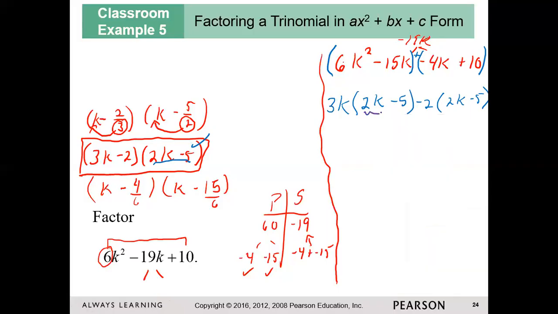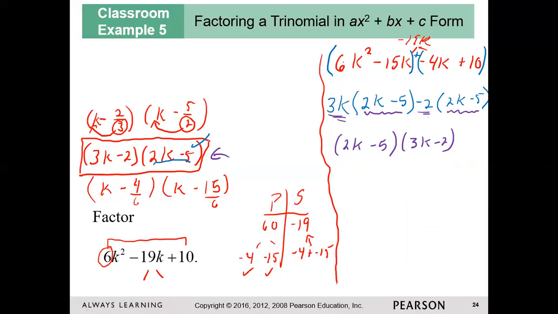So again, we have the same binomials in both sets of parentheses. So that's going to give us 2k minus 5, and that's going to give us 3k minus 2, which is exactly the same that we have here.